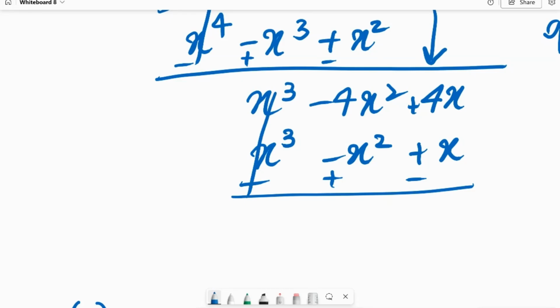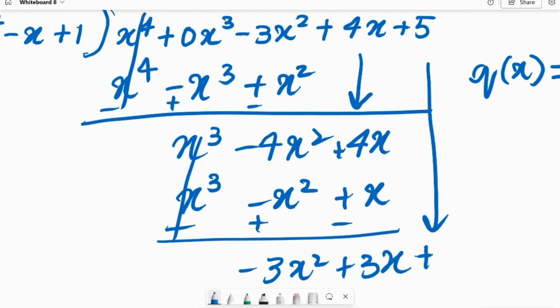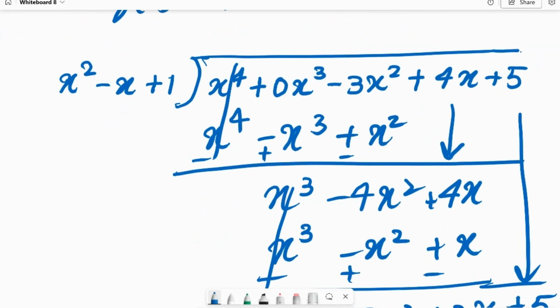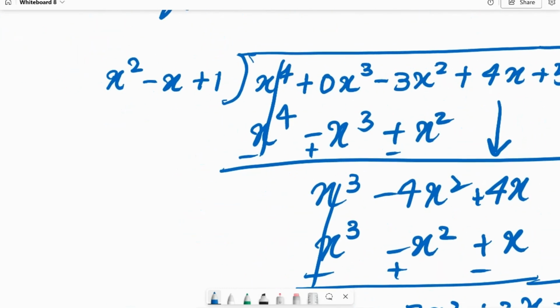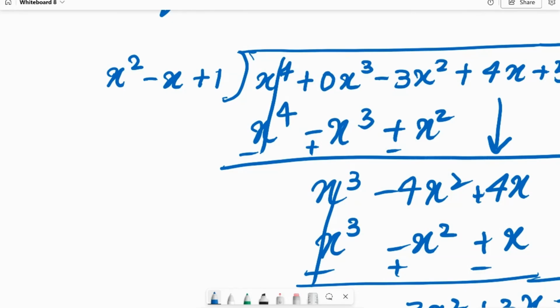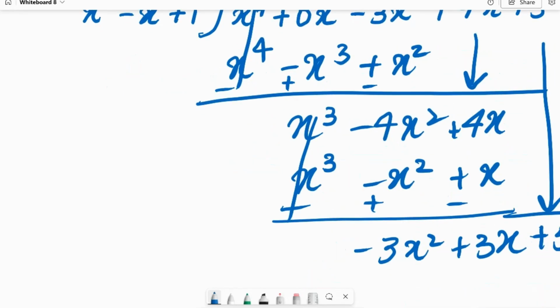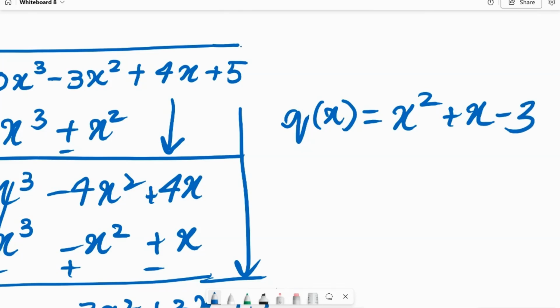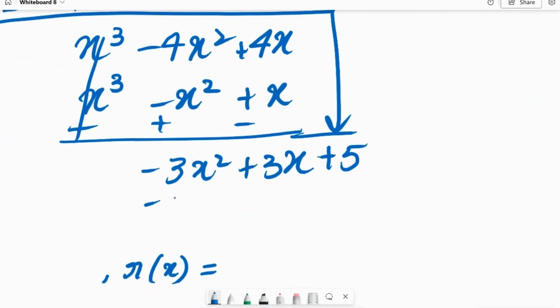This is 0. And minus 4x square plus x square is minus 3x square. 4x minus x is plus 3x. And bring this 5 down here. So this will be plus 5. And now we have minus x cube. What do we need to multiply to x square to make it minus 3x square? We need to multiply by minus 3. So this would be minus 3x square and plus 3x and minus 3.